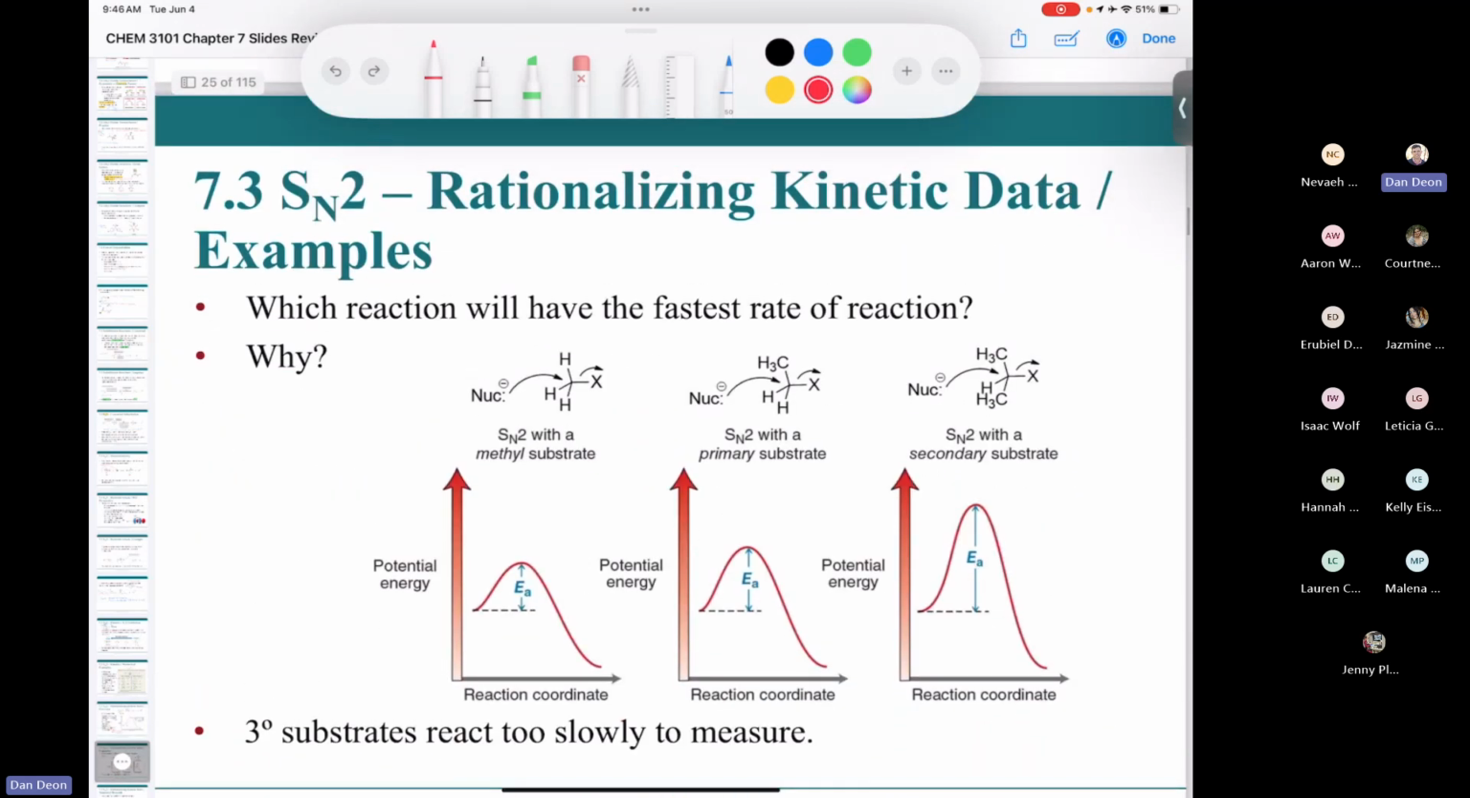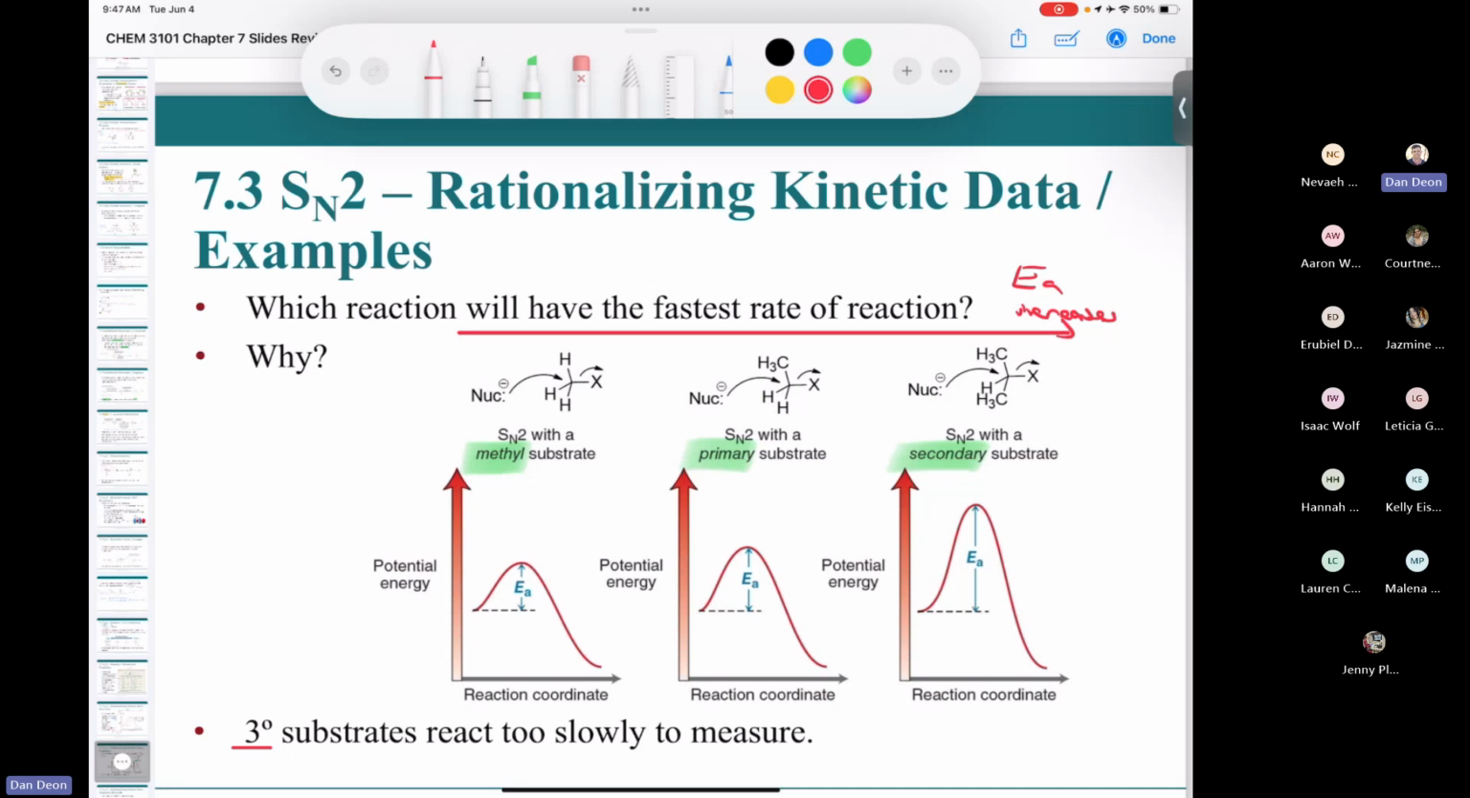So which one is going to have the fastest rate? Well, here we have a methyl, here we have a primary, and here we have a secondary. You see that based off of steric hindrance, as you go from the methyl to the primary to the secondary, what happens? As you go this way, you would say activation energy increases. It gets higher and higher until when you get to a tertiary alkyl halide, it doesn't even react. It's too slow to measure. It's just totally useless. So it's pointless to do that.